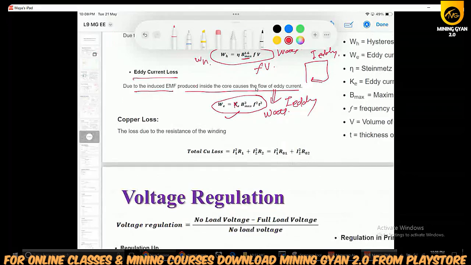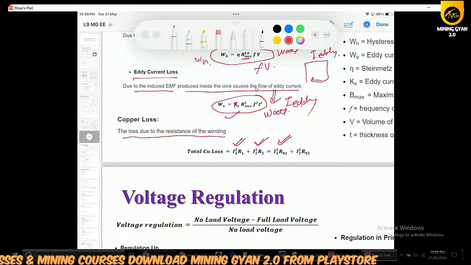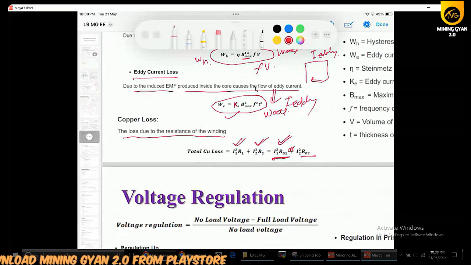Then coming to the copper losses, the loss due to the resistance of the winding. So the total copper loss will be what? I1 square R1 on the primary side, and I2 square R2 on the secondary side. Or I1 square R01 and I2 square R02. This will be either-or, because you are considering both resistances at the primary side or both resistances at the secondary side. So these are the things.